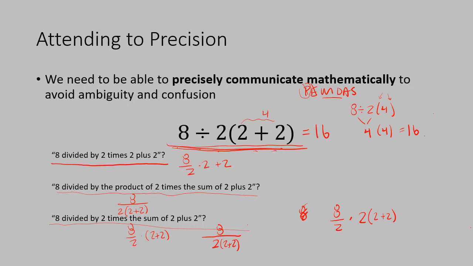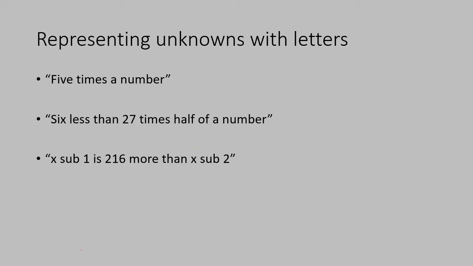8, I did that wrong. 8 divided by 2 times the sum of 2 plus 2, right? The quotient of 8 divided by 2 times the sum of 2 plus 2. That's really the only way to do this here, and get it 100% right every time. And that's not necessarily the first thing you think when you read this, but being able to communicate that specifically that way is important. Here's a couple more simpler examples, right?